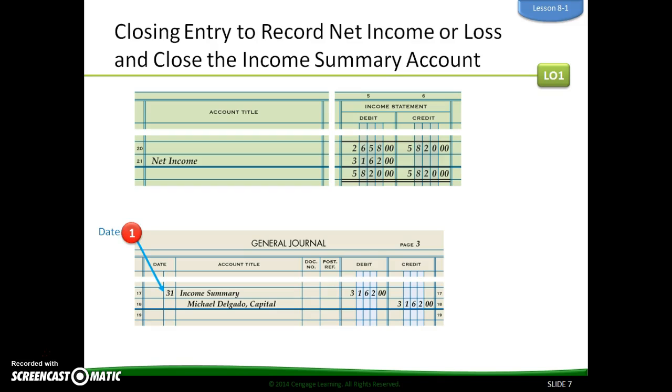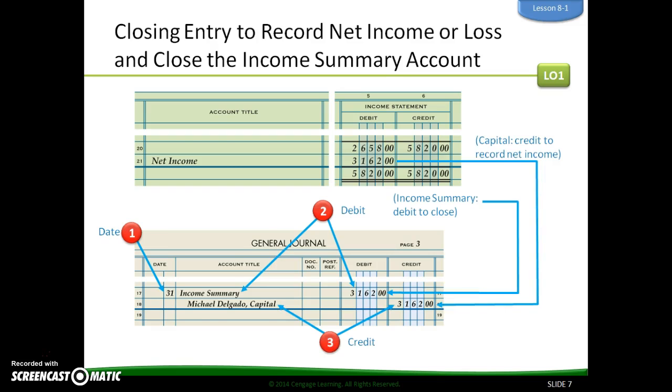So you can see we would date at the end of the month. It is the income summary account. It is net income when we're looking at our income statement, and in our general journal, we're remembering that we're closing out that income summary account so that we can put this income in our capital account. Okay.